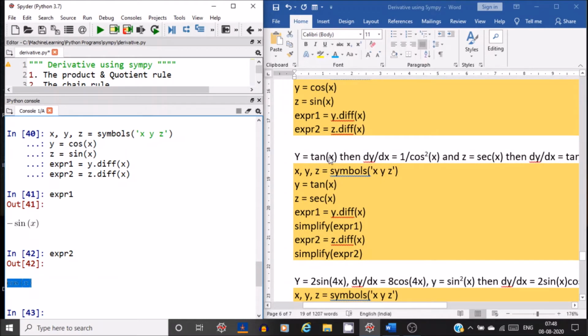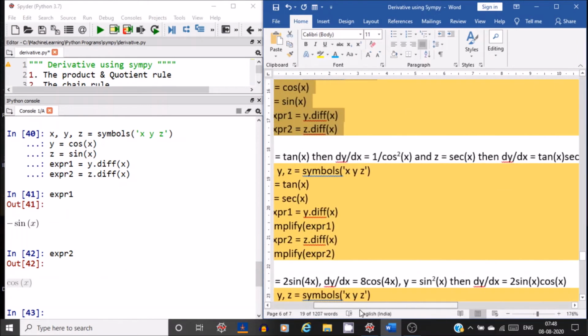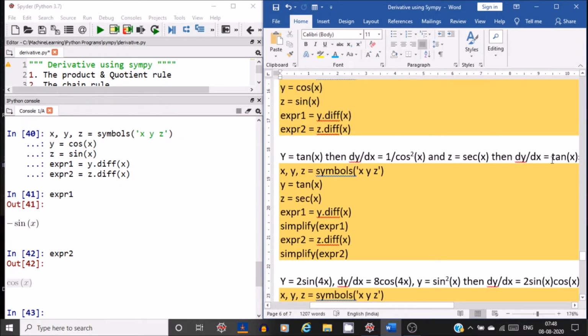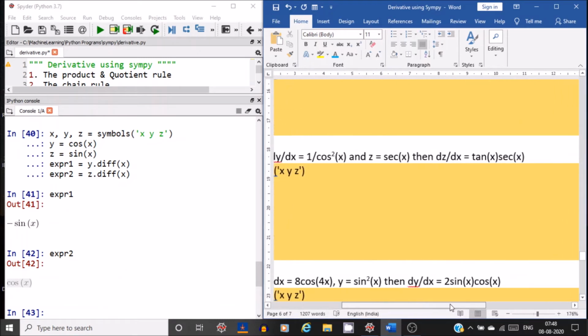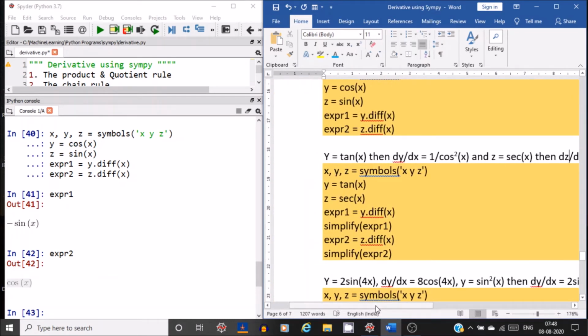Similarly, we can see y is equal to tan x, then dy/dx is equal to what? 1 by cos square x. And if z is equal to sec x, then it should not be dy, it should be dz, because dz/dx is tan x into sec x. So we can see the implementation.